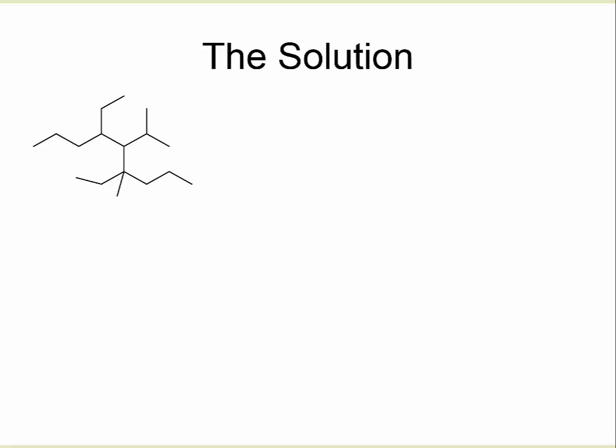I need to figure out how to number this. If I start on the left-hand side, my first substituent is on carbon 4. If I start on the right-hand side, the first substituent is also on carbon 4. So I continue until I find more substituents. Numbering from the left, carbon 5 is the next substituent. So numbering from the left, I would have an ethyl on carbon 4 and an isopropyl on carbon 5. But if I number from the bottom right instead, I would have a 4-ethyl and a 4-methyl. That's better. That's a lower number.